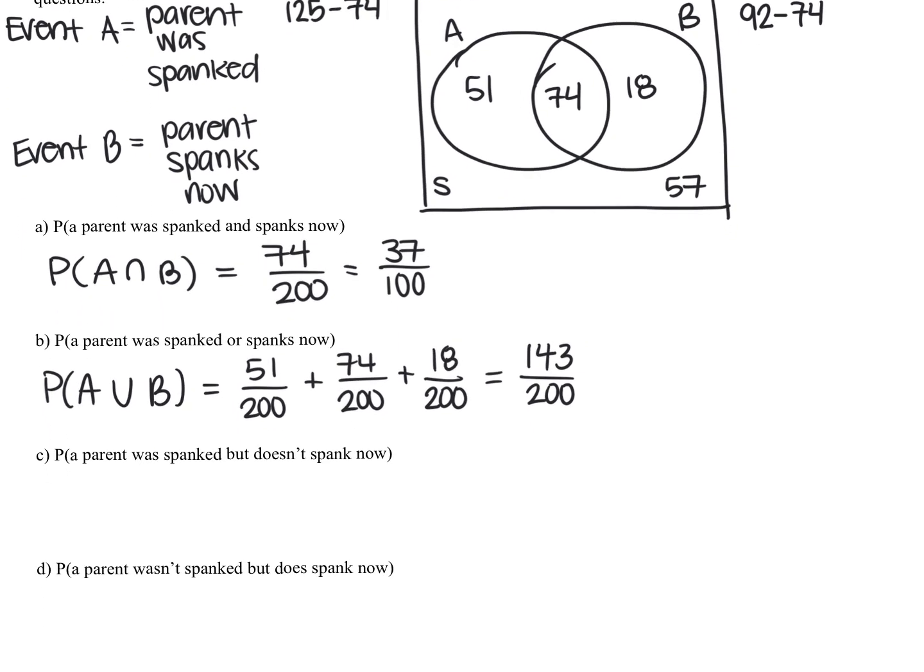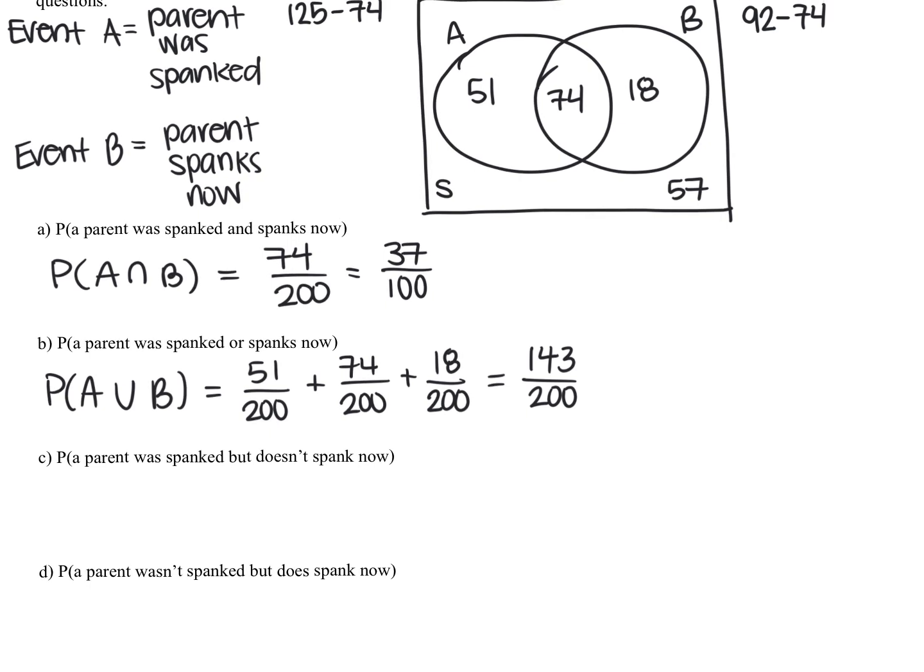Third one says the probability that a parent was spanked but doesn't spank now. So that's the probability of A and not B. That is just, as we know from our previous page, circle A without any overlap with B. So 51 over 200.